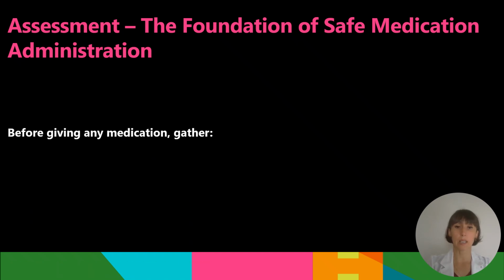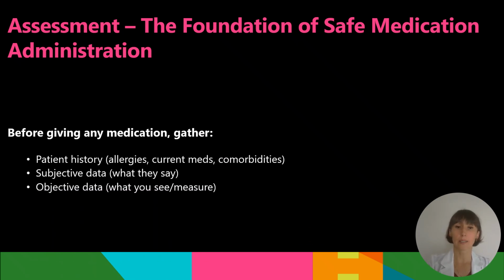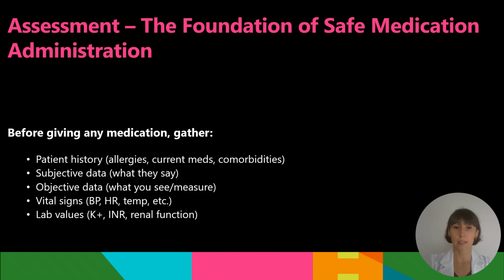Before giving any medication, the nurse must gather all the relevant data, and this includes patient history, allergies, current medications, comorbidities. For example, a patient with asthma should be monitored carefully before giving a non-selective beta blocker because this kind of medication will bronchoconstrict. Another thing we gather is vital signs, of course. Is their blood pressure safe before giving beta blocker? What is their heart rate before giving digoxin? All of these things need to be assessed before you give medication because you can cause harm.